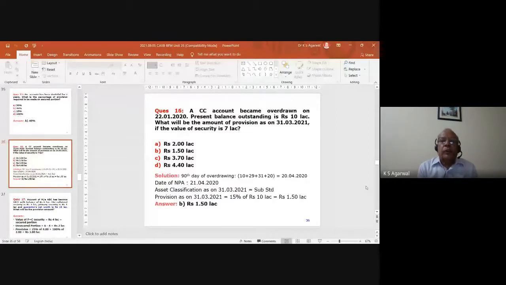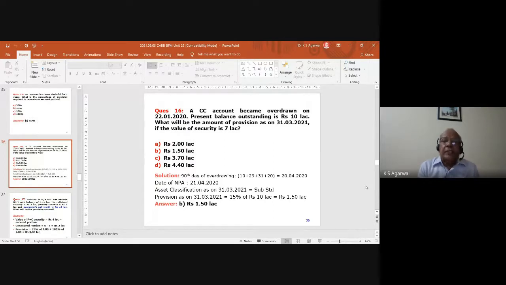Now I come to the actual calculation. A CC account became overdrawn on 22nd January 2020. Present balance outstanding is 10 lakh. What will be the provision as on 31st March 21 if the value of security is 7 lakh? So first I will calculate my date of NPA and find out what was my asset classification on 31st March 2021. It is substandard. So the provision will be 15% of 10 lakh, that is 1.50 lakh.